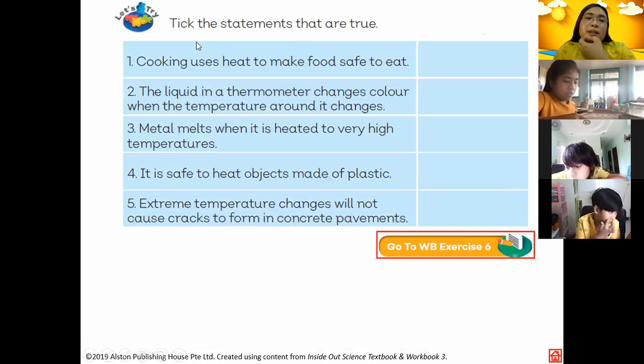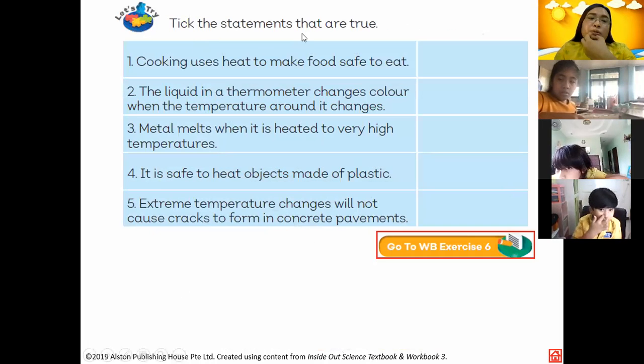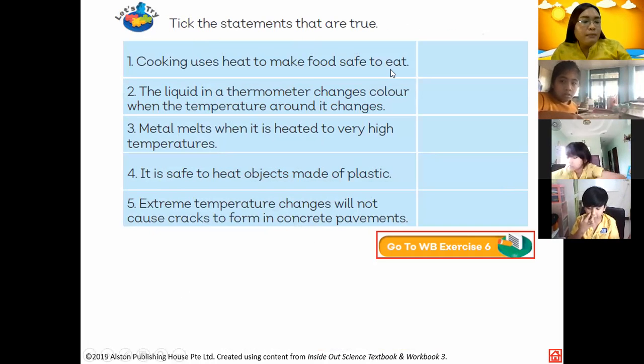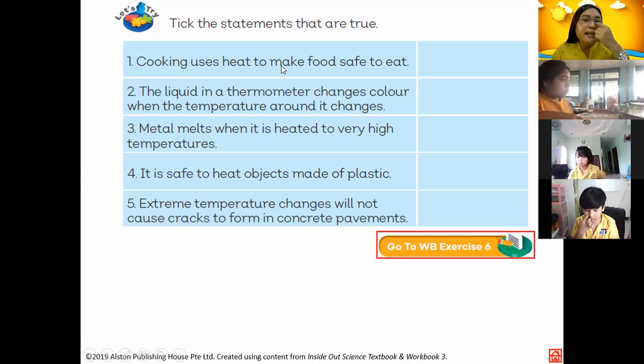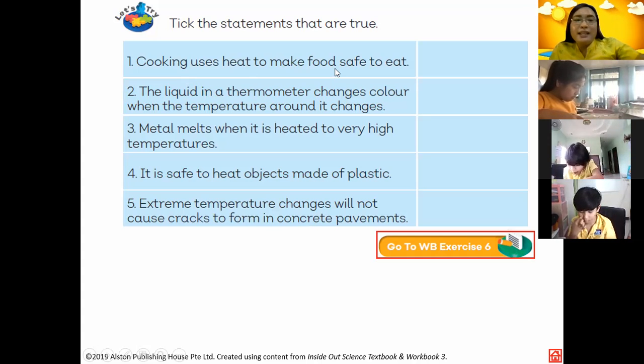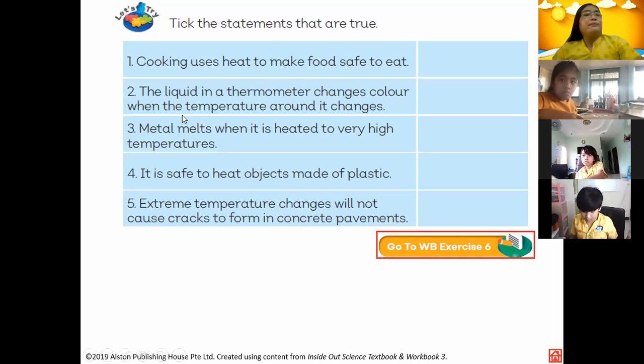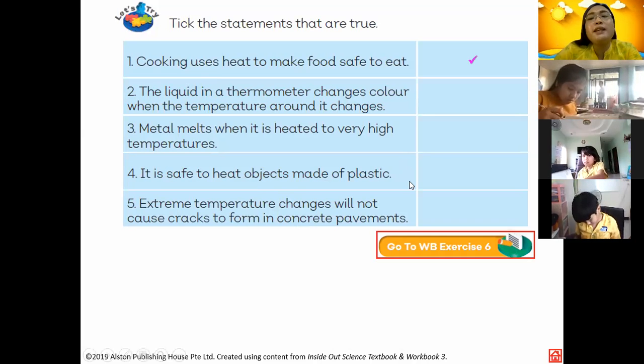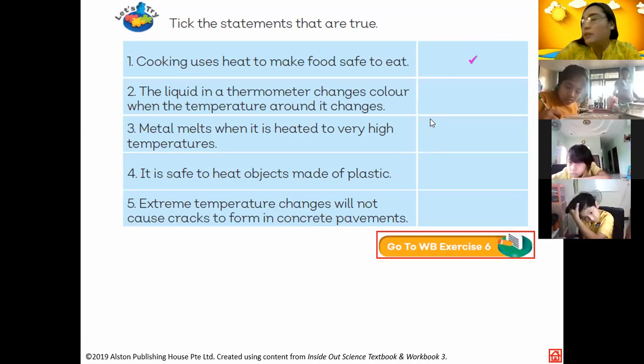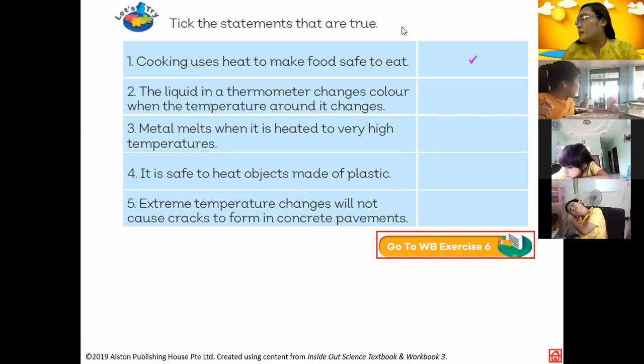All right, now let's try to tick the statement if it's true or not. For number one, cooking uses heat to make food safe to eat. Is it true or not true? Cooking uses heat. True. Okay, so you take that one.